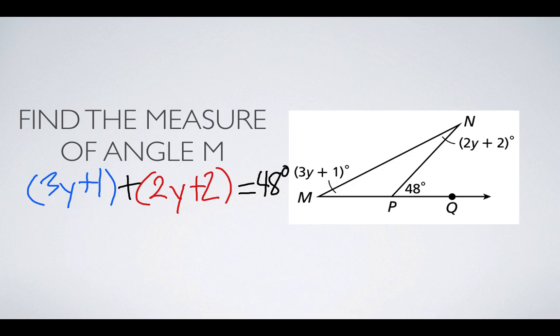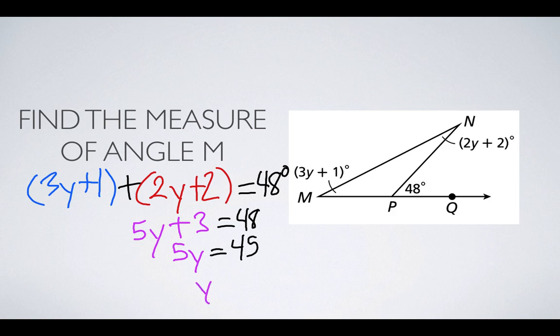So our first step is that we have to combine all of our like terms. So 3y and 2y combine together to become 5y, and 1 and 2 become 3. So we get 5y plus 3 equals 48. When we subtract 3 from each side, we get that 5y equals 45, which means y is 9. Now, in this case, we are asked to find the measure of angle M.